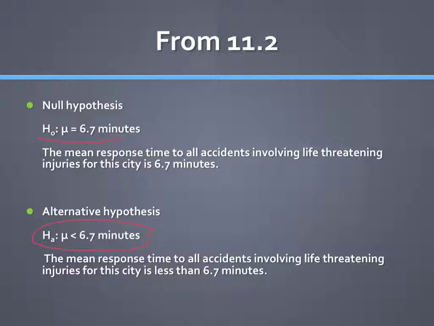The null hypothesis uses H sub 0 instead of H sub A, and it just takes the same parameter, so we're still talking about mu, the same number, 6.7 minutes, but puts an equal sign in between them. In this example, that's what the average was last year, and we want to test to see whether or not we've decreased from last year. So that creates your null. Your null should always have an equal sign. And then to put this in words, the mean response time to all accidents involving life-threatening injuries for this city is 6.7 minutes.